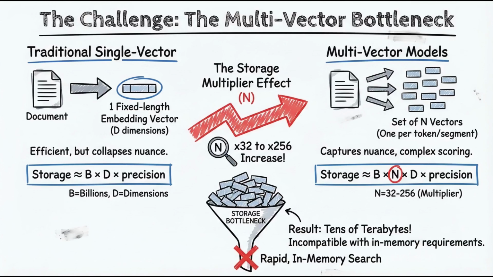However, this comes with a catch, the storage multiplier effect. If a single vector model uses a certain number of dimensions, a multi-vector model multiplies that requirement by the number of segments, which we'll call n. If you're working with a collection of billions of documents, the math changes quickly. While a single vector approach scales linearly with the number of documents and their dimensions, the multi-vector approach multiplies that entire requirement by n. Since n can easily range from 32 to over 200, your storage needs can balloon to tens of terabytes.